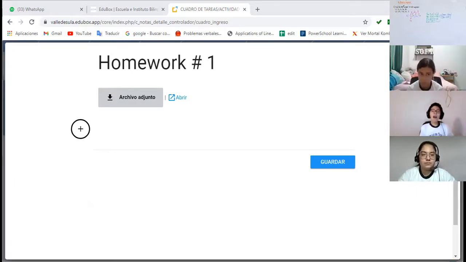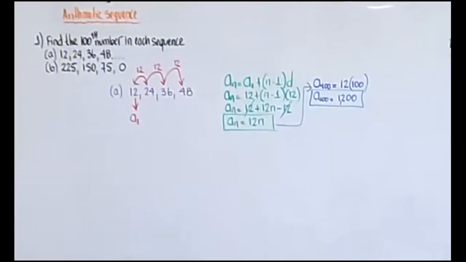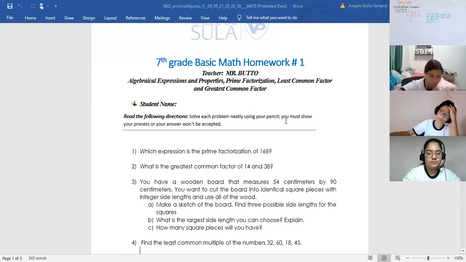Just hold on. Okay, can you read the document? ¿Pueden verlo? No. Yes, déjenme ver pues. EduBox strikes back. Okay, hold on. I'll do it again. Share screen, and that's it. Can you see that one right now?